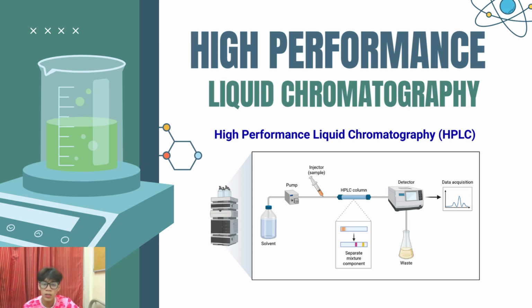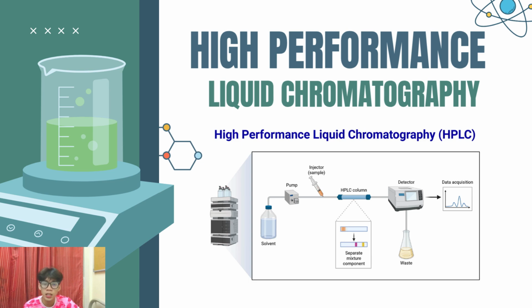The column that is used in the HPLC is called a C18 column. This is the most important part of the system. Inside the column, the sample is separated based on how strongly each compound interacts with the stationary phase. Caffeine will move through the column at a specific speed, separating it from other substances.